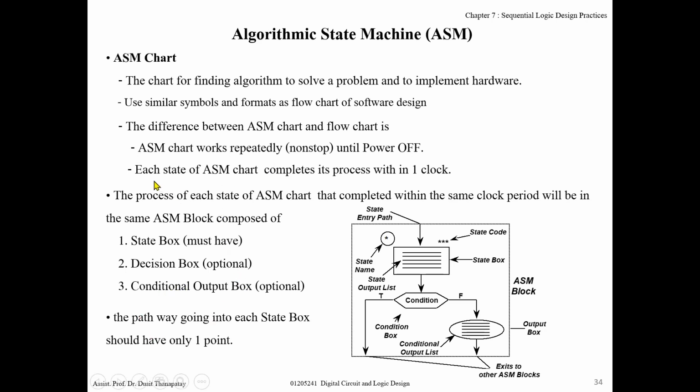And in an ASM chart, each state of the state machine will complete the process within 1 clock. The detail we will see later. To design, you should know the components of an ASM chart. The first one is the state box. The next one is the decision box. And sometimes we have a conditional output box.